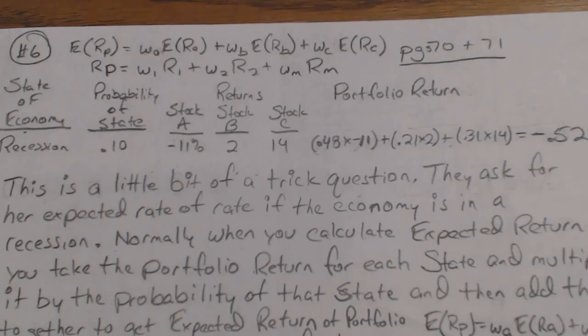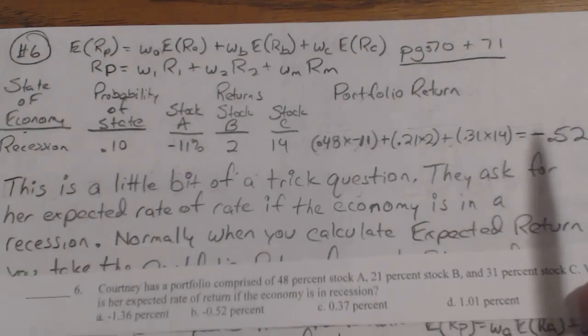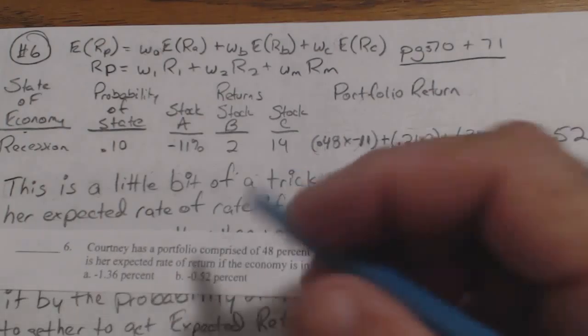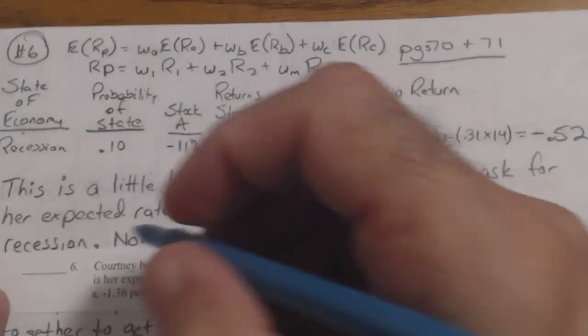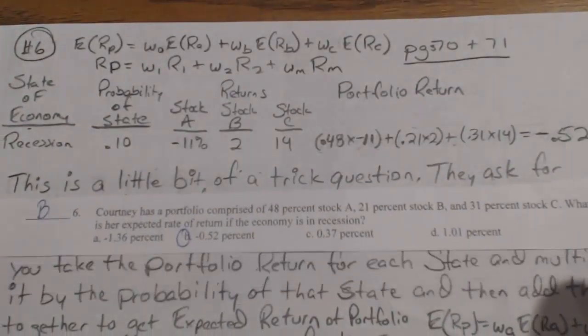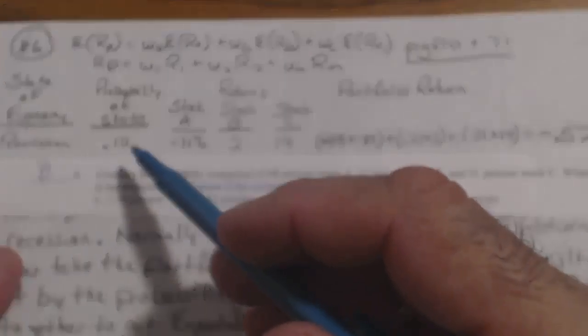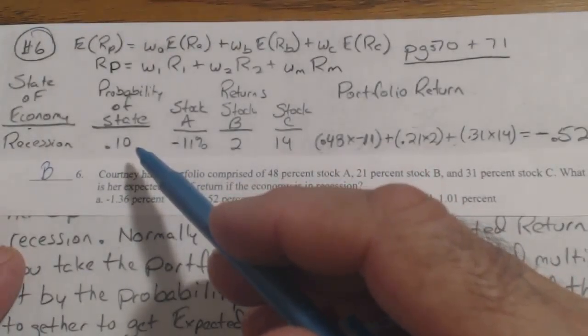Now you can always look at the different answers too, and that's the only one that matched, but you could still have figured it wrong. But the answer for this one is B, negative 0.52%. And again, that's because when you're only figuring out, when they tell you just consider one state, then it's 100% probability in that case, right?